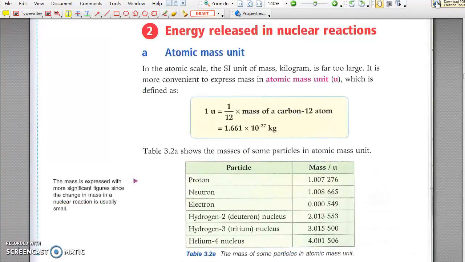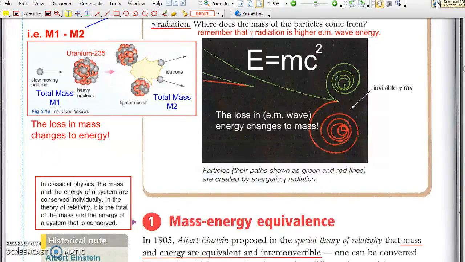2. Energy released in nuclear reactions. In fact, when there is energy change, there must be mass change. This is true for all cases, including nuclear reactions, as well as chemical reactions. But your science teachers in the past said that there is conservation of mass and also conservation of energy. Are they wrong?